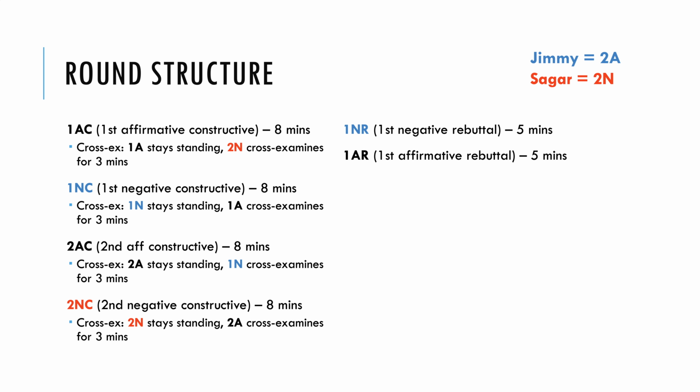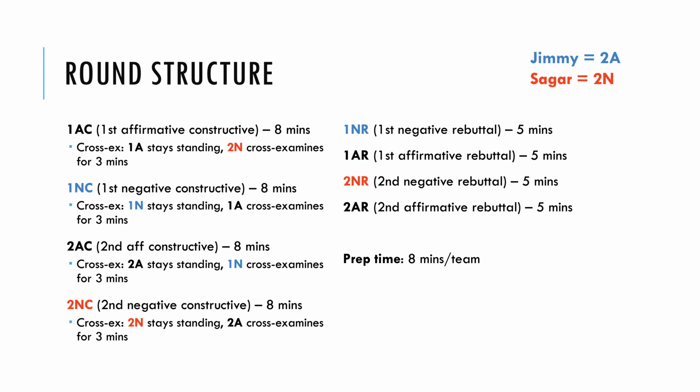Then the 1AR stands up, gives a speech. And then the 2NR, Sagar stands up, gives the final negative rebuttal of the round. Remember, hardest speech on the negative side. And then the affirmative team closes out the debate. And of course, preparation time. So that's the overall structure of a round. Hopefully this makes more sense now that we've gone through the various speakers.